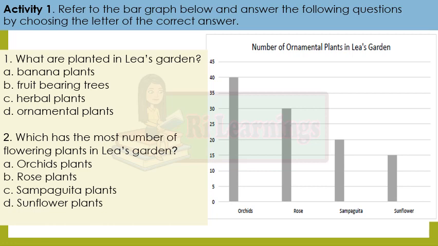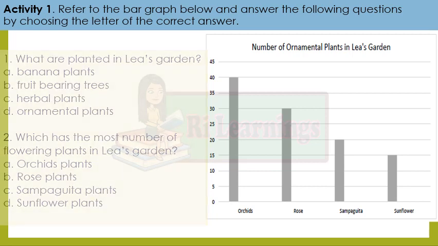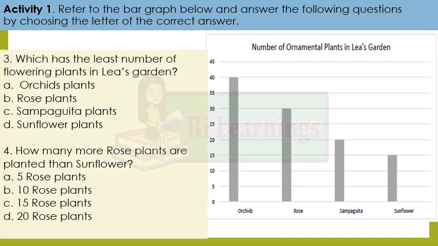2. Which has the most number of flowering plants in Lee's garden? A. Orchids plants. B. Rose plants. C. Sampaguita plants. D. Sunflower plants. 3. Which has the least number of flowering plants in Lee's garden? A. Orchids plants. B. Rose plants. C. Sampaguita plants. D. Sunflower plants.